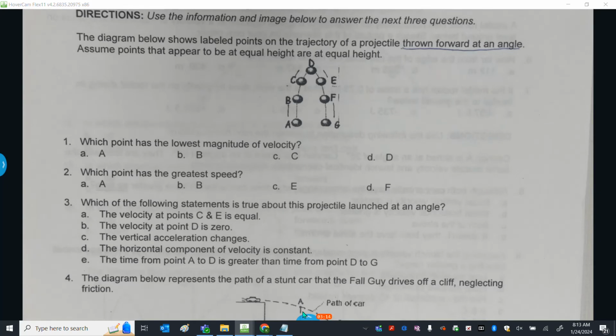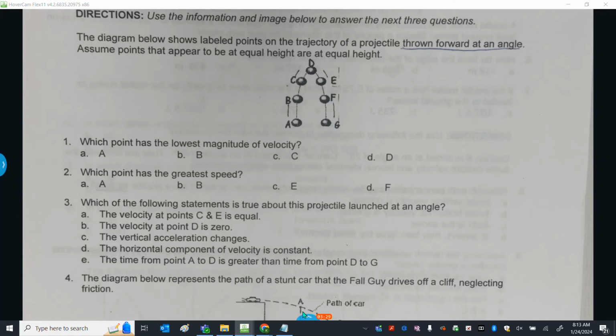And so the answer to number 1 should be D. You would have the lowest magnitude of velocity at that point because you wouldn't have any vertical velocity. You would just have the horizontal component there. And so number 1 should be D.